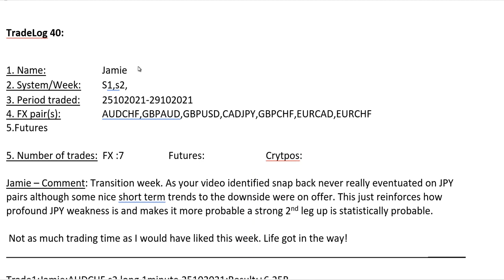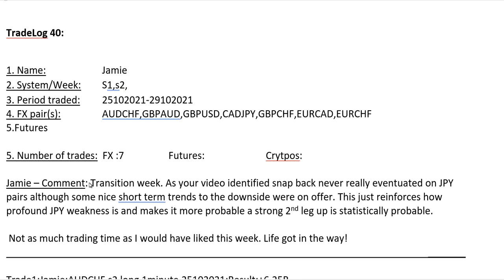So this is the trade log of Jamie from last week. Last week, we thought it would be a snapback week because we were overextended from the higher time frames. We had this very strong yen weakness, overextended on the daily and the weekly charts, and we thought we might get a snapback with some yen strength coming in. Well, it didn't happen.